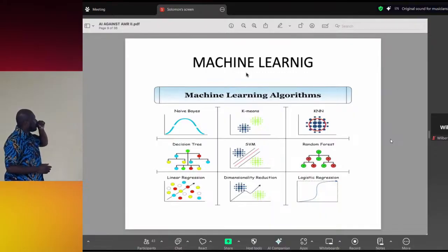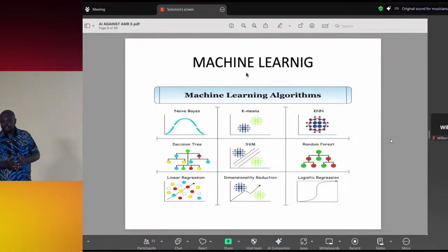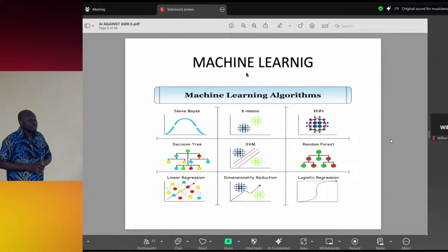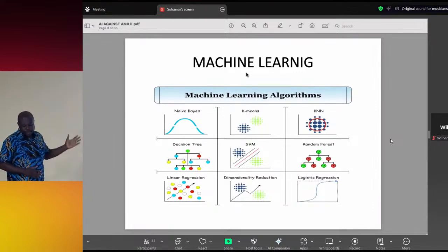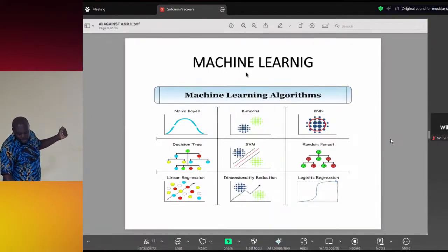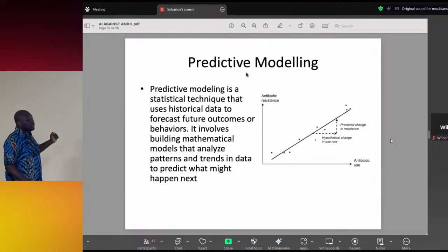Now, just a brief overview of machine learning. Machine learning refers to that class of AI algorithms that can learn from historical data, observe patterns, and be able to make predictions. We are all familiar with these: k-means, naive Bayes, decision trees, support vector machines, and all that. And we use them wonderfully in healthcare. We can deploy them in managing antimicrobial resistance. Now, let's take a look at predictive modeling.